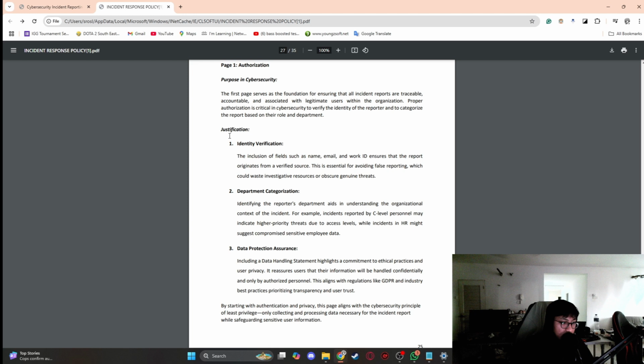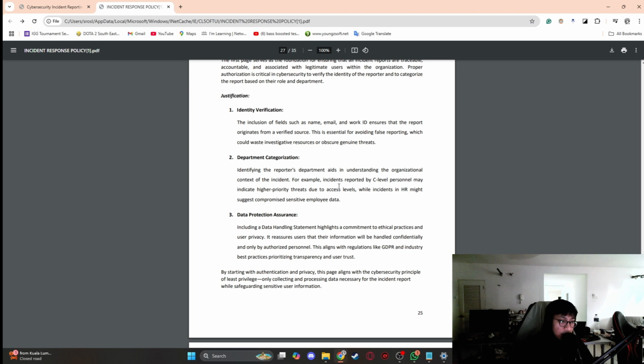Okay, so for the justification of the identity verification, the inclusion of fields such as name, email, and work ID ensures that the report originates from a verified source. This is essential for avoiding false reports, which could waste investigation resources and obscure genuine threats.